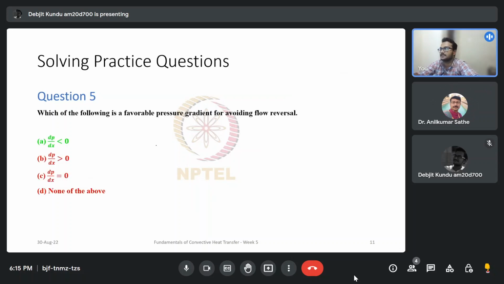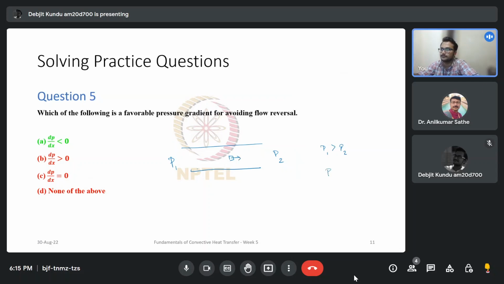dp/dx less than 0 is the correct answer. If I have a flow in this direction, my intention would be to keep P1 greater than P2, so that any fluid element always experiences a force in the direction of flow.